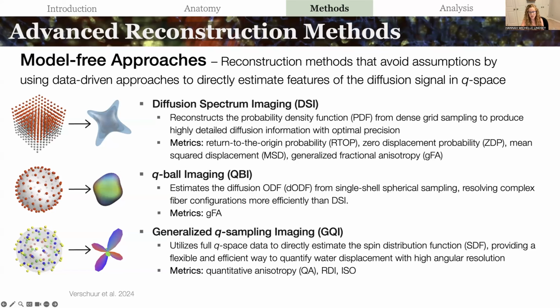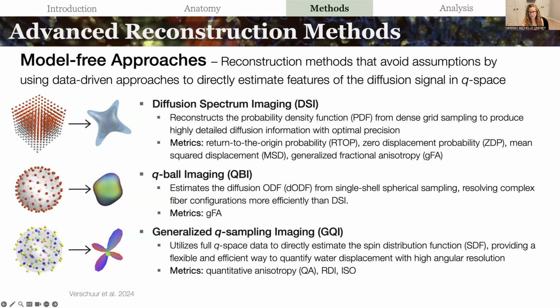However, because it samples on a single shell, it can't provide any measures of diffusion displacement or restricted diffusion. So even though it's faster and more practical than DSI, it's not nearly as precise. And also, its angular resolution is completely dependent on using a high B value, which can result in noisy data.